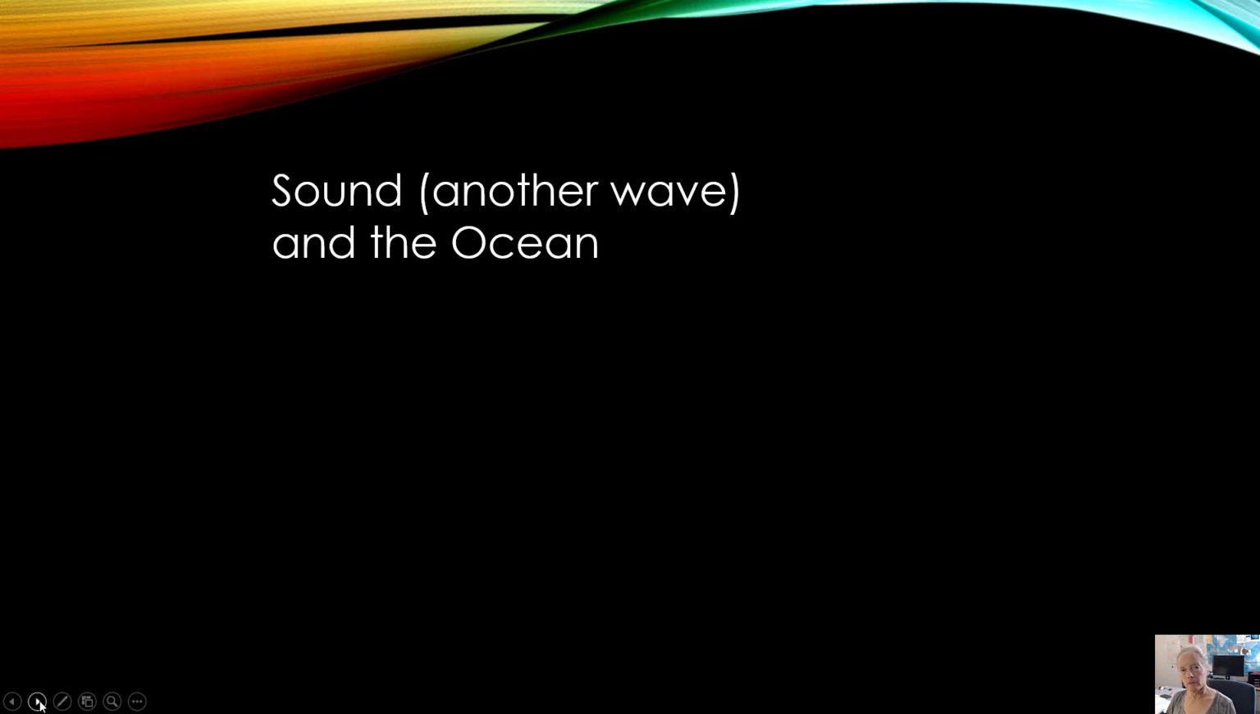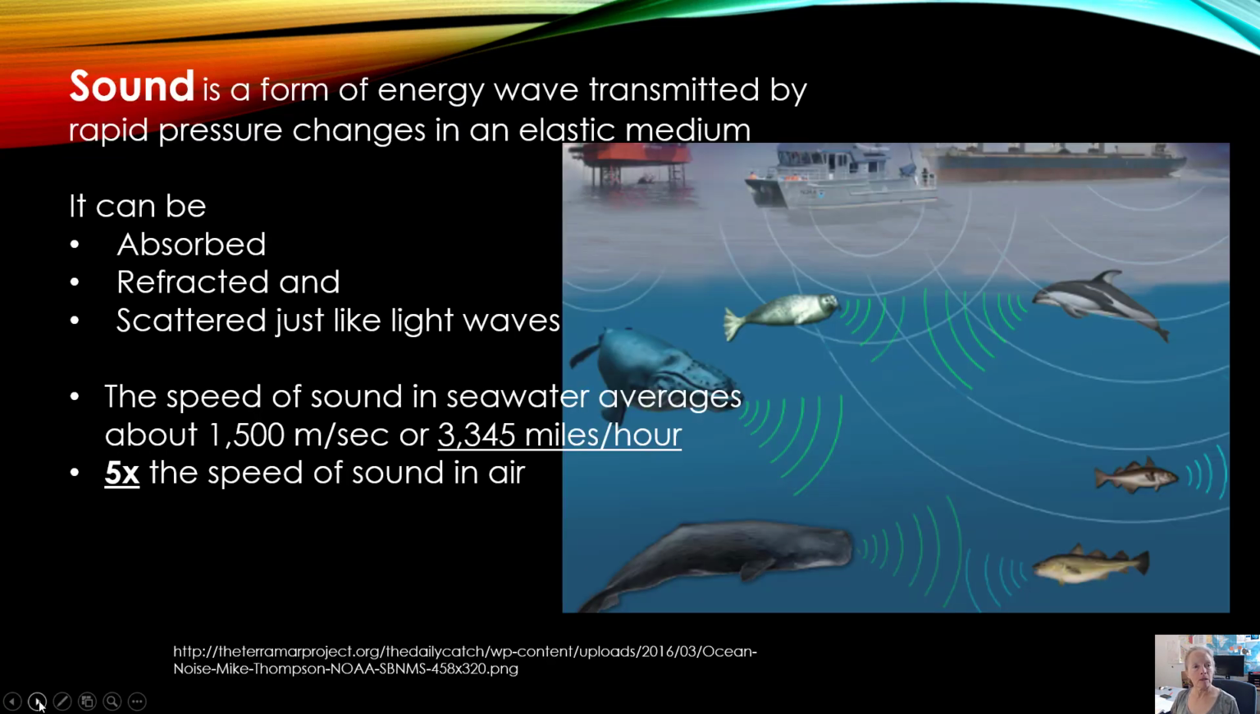Okay, so I've been talking about refraction, absorption, and scattering. Good thing that wasn't a test. With light waves. Sound waves do the same thing because they're waves, all right?